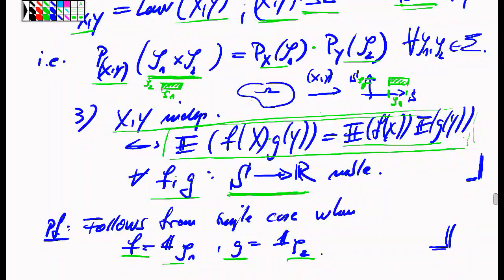And to deduce from this simple case the general case, when f and g are more complicated than just indicator functions, this is just an exercise in approximation of a complicated function f and g by a piecewise constant function defined through a linear combination of indicators.